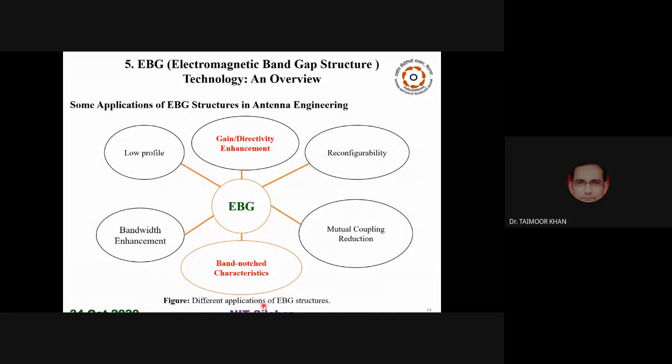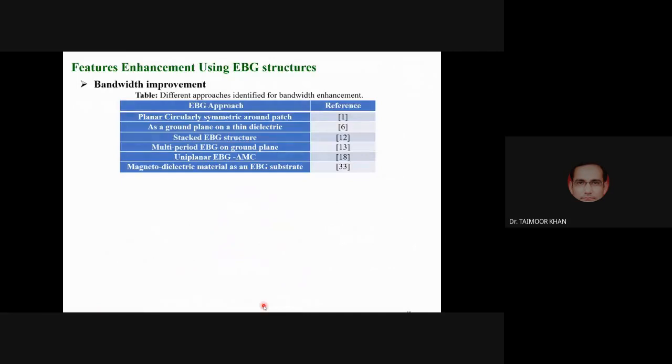The first one is the band notch characteristic in ultra wideband antennas, and the second one is performance enhancement using EBG structures. If we see the existing literature, for bandwidth improvement, different EBG methods have been used: the EBG approach, a planar circular symmetric EBG, as a ground plane, a stacked EBG, multi-period EBG on the ground plane, uniplanar EBG, artificial magnetic conductor, then magneto-dielectric material as an EBG substrate. These are the different techniques used till now for bandwidth improvement.